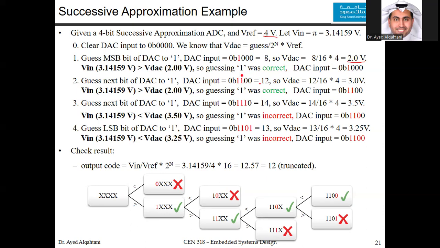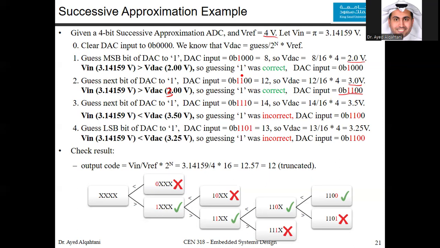Now you move to the next bit and you guess it to be 1. From that, the digital value is 12, and the analog value corresponding to 12 divided by 16 times 4 is 3 volts. You compare pi to 3, again it's larger, so your guess is still correct. And the DAC input at this point is 1100.